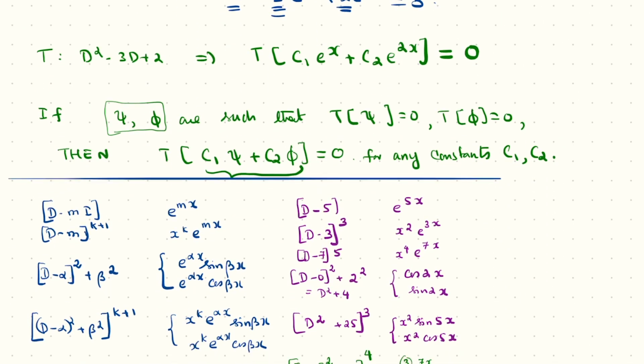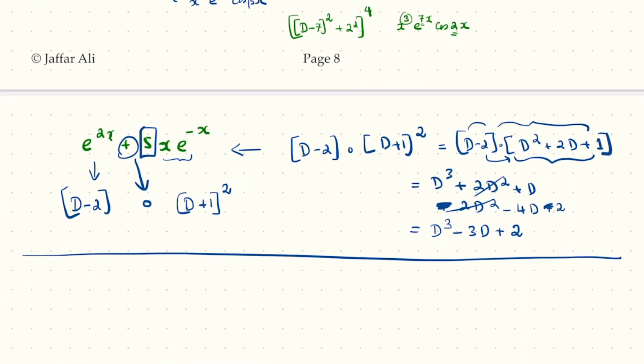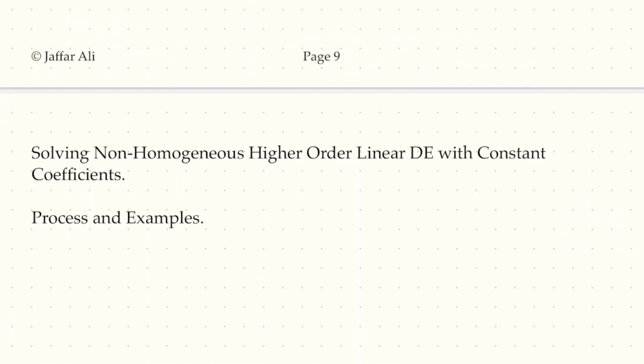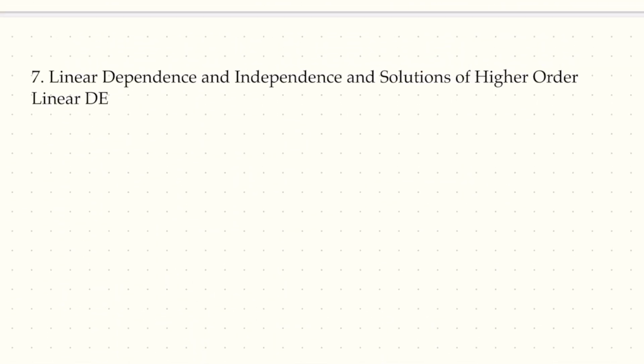We're going to take a look at a few other basic things today in this video, and then we will move on to how to solve non-homogeneous higher order linear differential equations with constant coefficients. We'll take a look at some examples as well as how the process works. But before that, let's look at some basic definitions that are very, very useful for us.